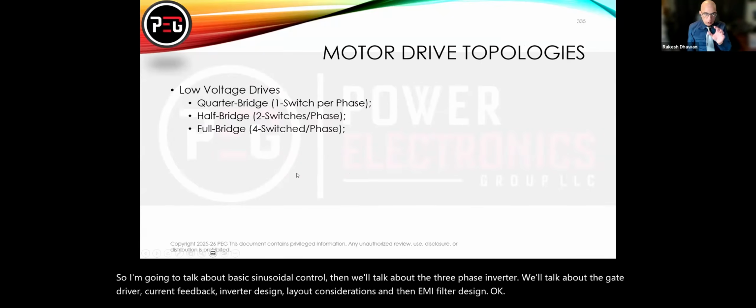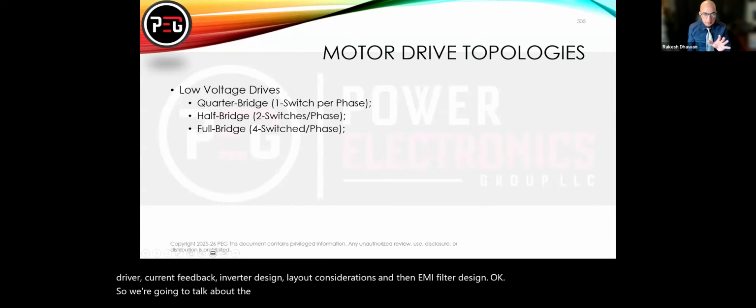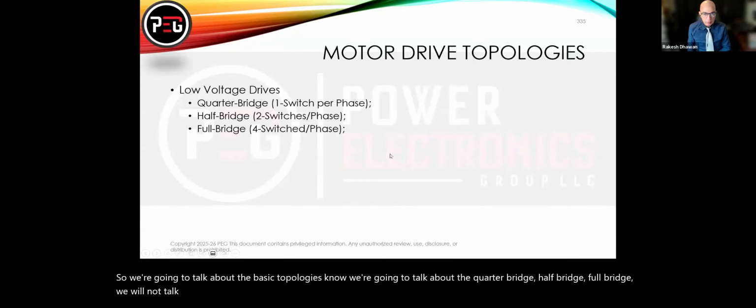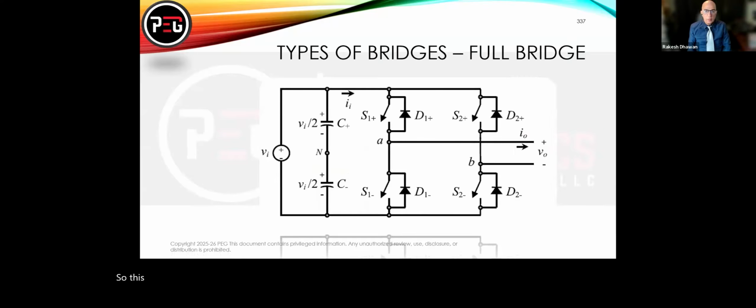Okay, so we're going to talk about the basic topologies. We're going to talk about the quarter bridge, half bridge, full bridge. We will not talk about any complex architecture at the moment. So, I guess we're going to even skip the quarter bridge. We'll just go straight to the half bridge configuration.